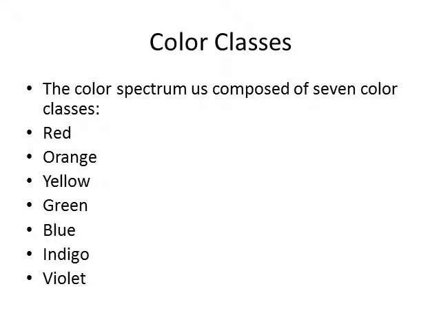Okay, there are several color classes. The color spectrum is composed of 7 color classes: red, orange, yellow, green, blue, indigo, and violet.